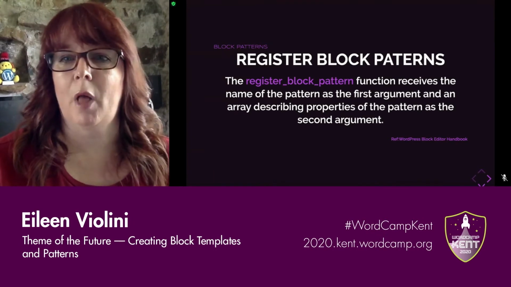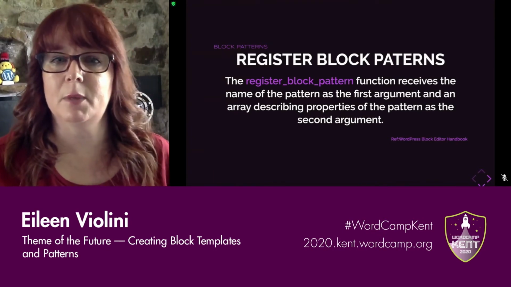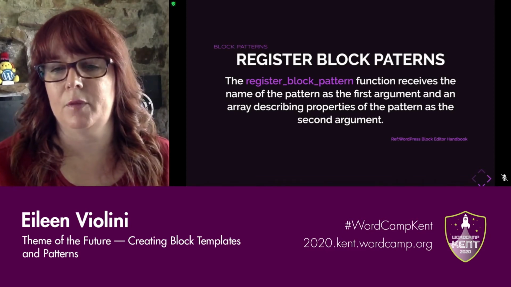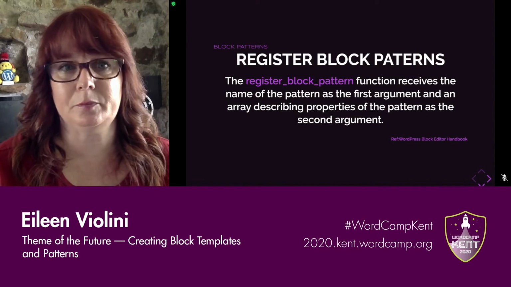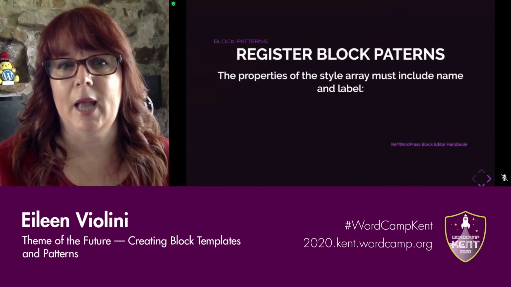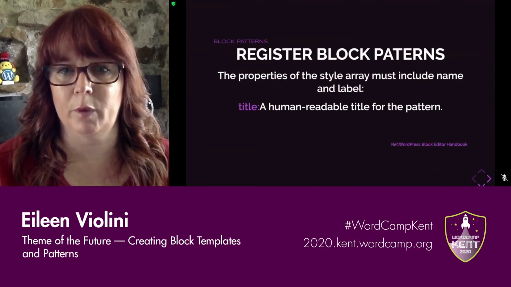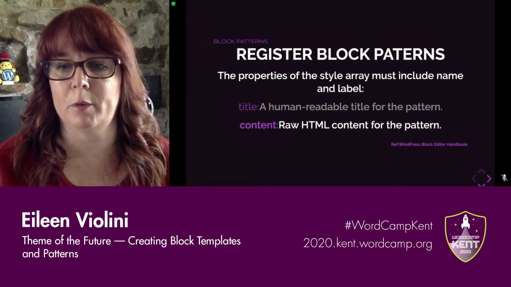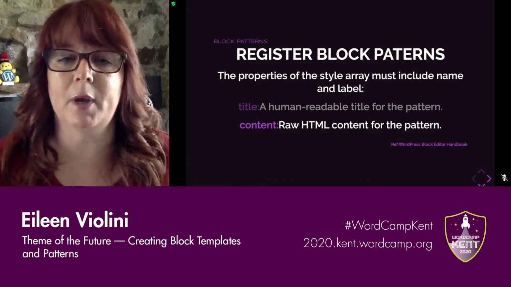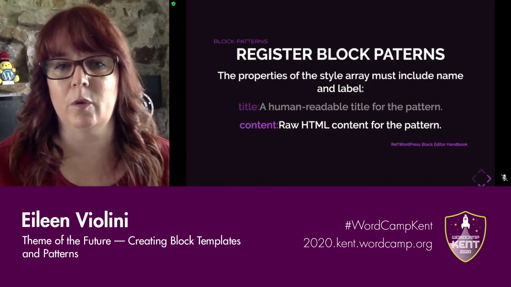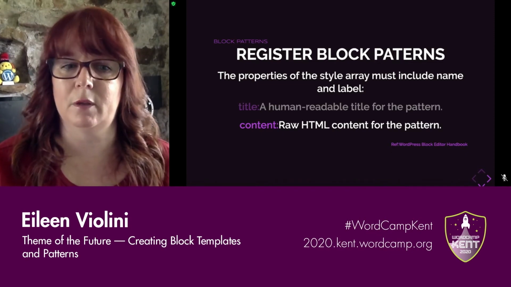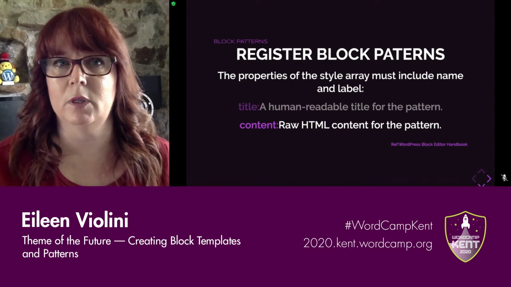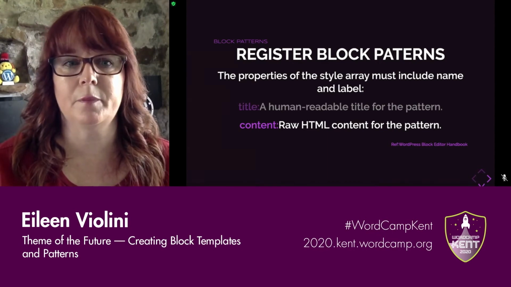So we use register_block_pattern. It's the function that receives the name of the pattern as the first argument and an array of the properties of the pattern as the second argument. It must include a human readable title and the raw HTML content for the actual pattern. And when we say the raw HTML content, that is the code that we see when we flip the Gutenberg editor from visual mode to code, and we see all the blocks declared.